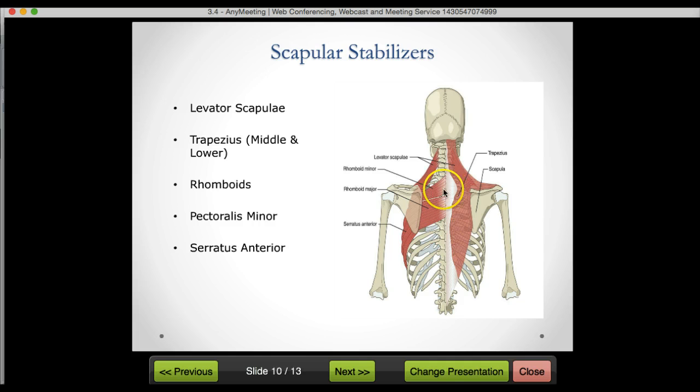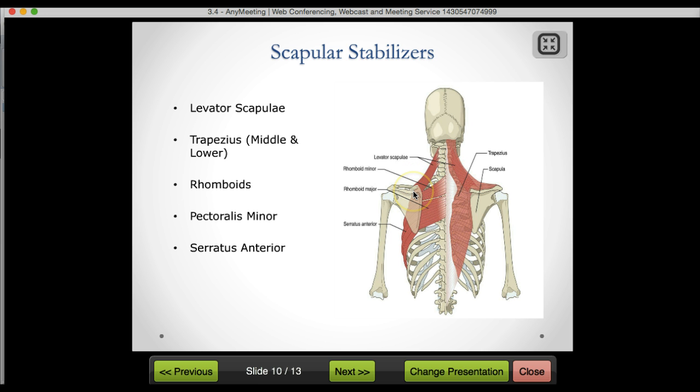Now, just below that, actually deeper than that, we have the rhomboids. We have rhomboid major, which is inferior to rhomboid minor. These attach on the spinous processes of the thoracic and seventh cervical vertebrae and attach to the medial border, and they also act to retract and to downwardly rotate the scapula.